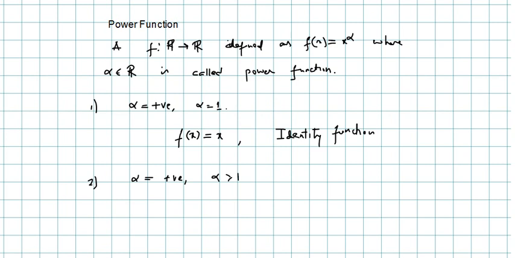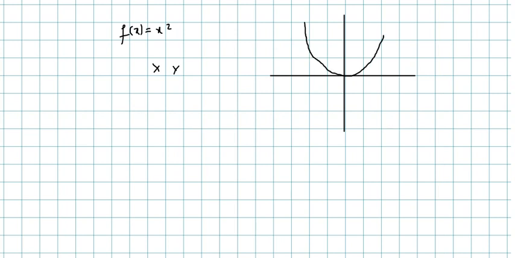What I mean is, let's say alpha equals 2, then the function is f of x equals x square. Let's see what the domain and range of this function are. If I make the solution table here, x and y, and take minus infinity, and plot the graph, the graph will be something like this.